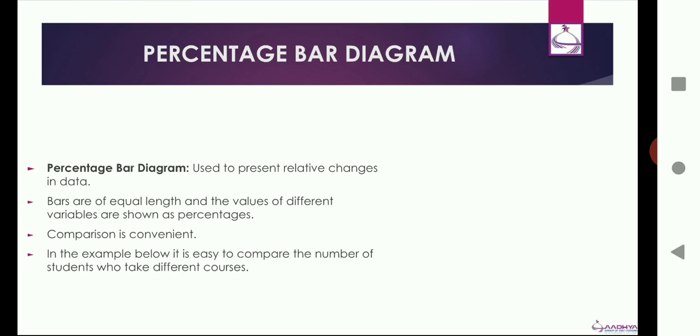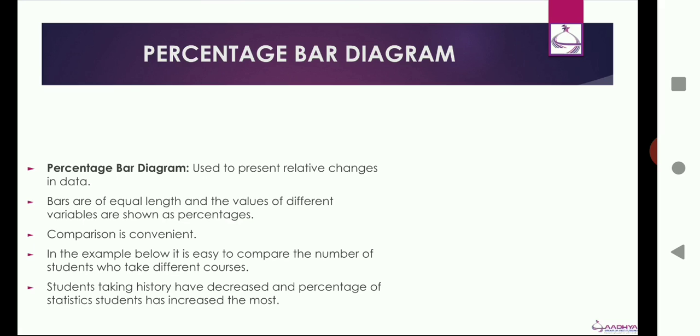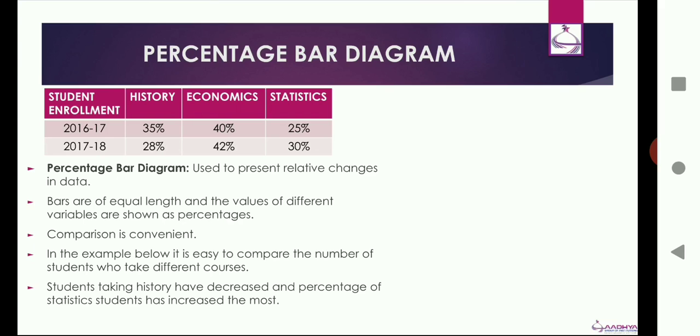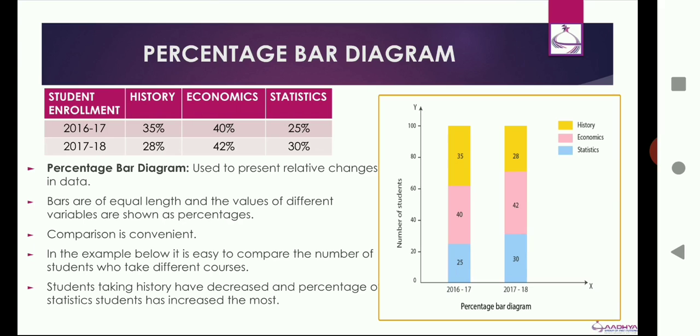Let us take a look at the example where we'll compare the number of students who take different courses over a period of time. In 2016 and 17, when we have comparison with 2017 and 18, we see that the number of students who are interested in taking history have reduced, but this has encouraged more students to take statistics and economics. So the college has to invest more in teaching these 2 subjects as compared to teaching history because of the interest of the students.